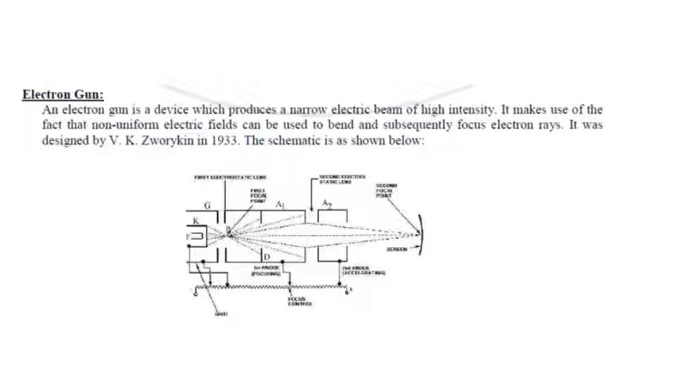This electron gun was designed by V.K. Zworykin in 1933, and the figure is shown here. First, as we have discussed, this is your cathode ray arrangement. This is a cathode. In the cathode we have a wire, tungsten or something. So we heat this and the cathode emits. This is thermionic emission. So the cathode emits electrons.